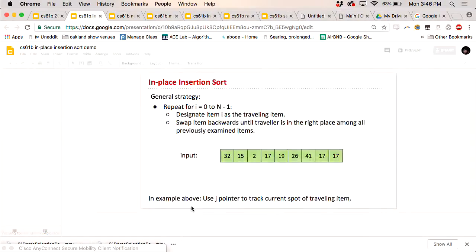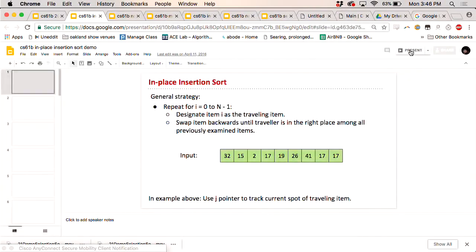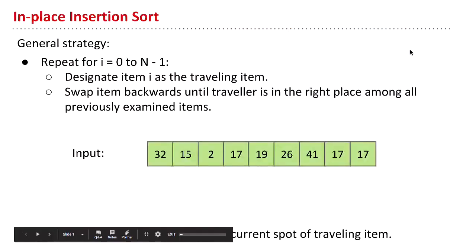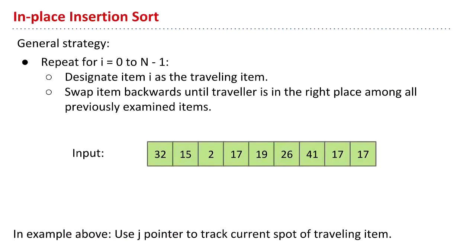In this case, we're going to use just a single array. This could be a little confusing at first, but this is literally exactly the same as that really easy to understand version of insertion sort. How this one works is, for each item, we're going to designate that item as the traveling item, and its job is to find its appropriate home.